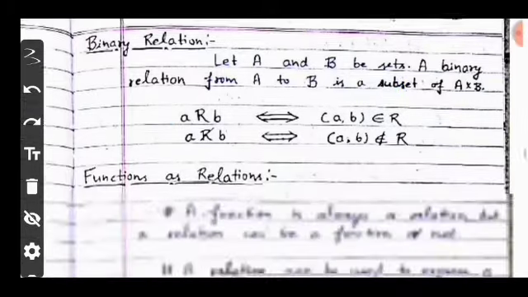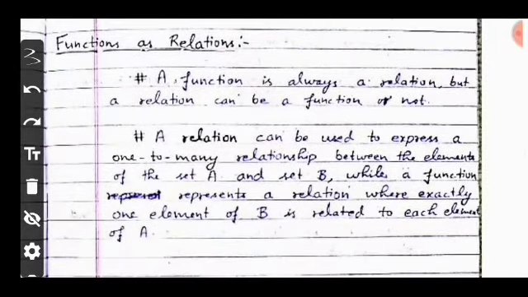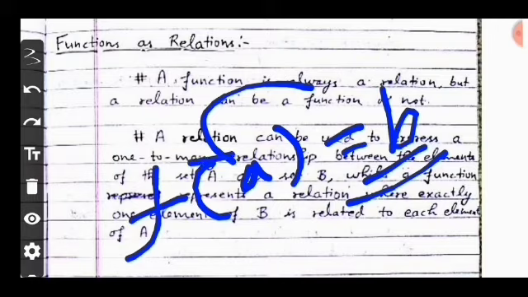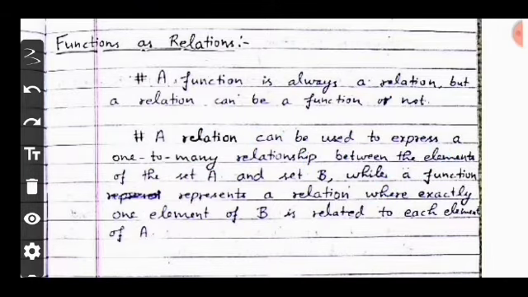Next point is function as a relation. So a function is always a relation, but a relation may or may not be a function, because a relation can be used to express a one-to-many relationship between the elements of sets A and B, while a function represents a relation where exactly one element of B is related to each element of A. Means f(a) is equal to b, because here b is related to the element small a of set A. So we say that a function is always a relation, but a relation may or may not be a function.